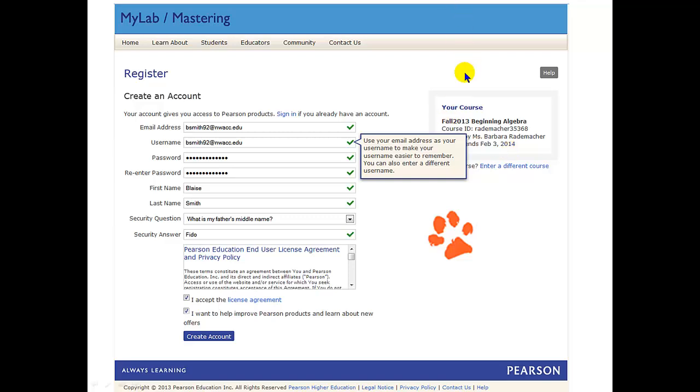Okay, Blazy's name is Blazy Rademacher because she's my dog, but she chose to be Blaze Smith. Smith was her previous owner. This is her email address. She filled out the entire form. What's your father's middle name? Fido. Got it. Sure. Once she filled out all the information, she created an account. Click.